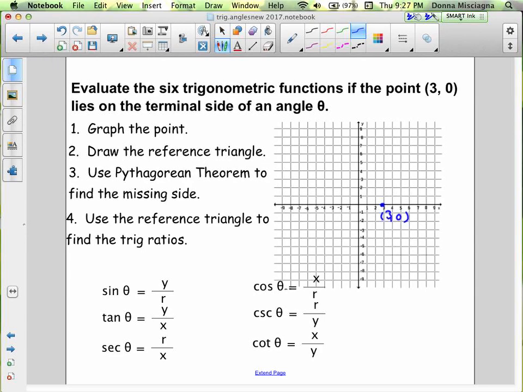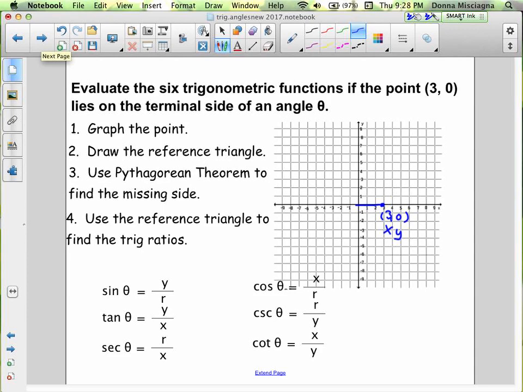So now look at our angle. There it is. There's our angle. You might say, how do I get a reference triangle out of that? You got an x, you got a y, you got a reference triangle. Nobody said it has to look like a triangle. Sometimes they don't look so triangle.